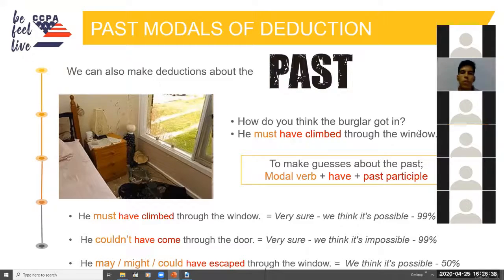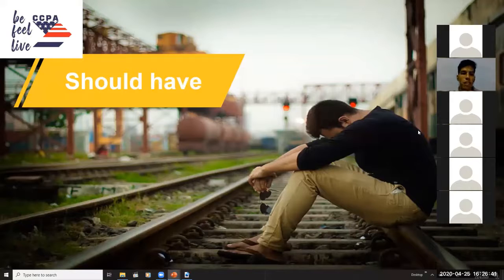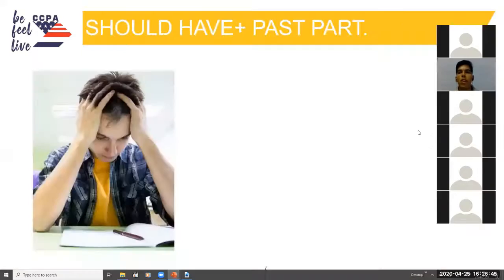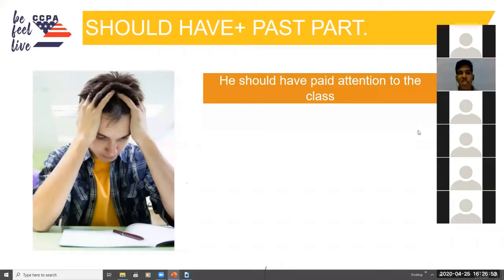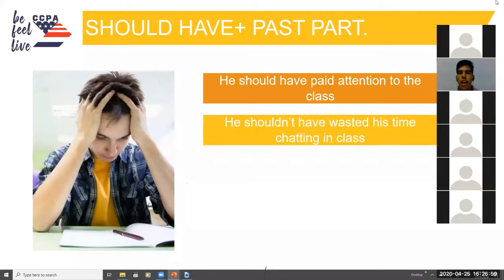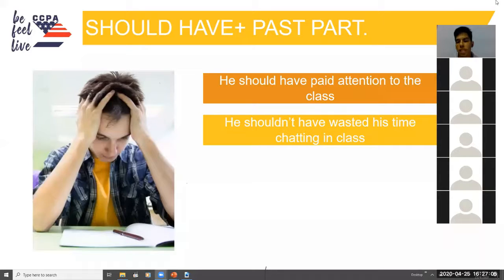Excellent. We also should have among the past modals, right? Should have plus the past participle. Here we have a student having a really hard time in an exam. We can say that he should have paid more attention to his classes, right? He shouldn't have wasted his time chatting in class, right? So maybe during class, he was just using his cell phone. Now, this is the consequence, right?